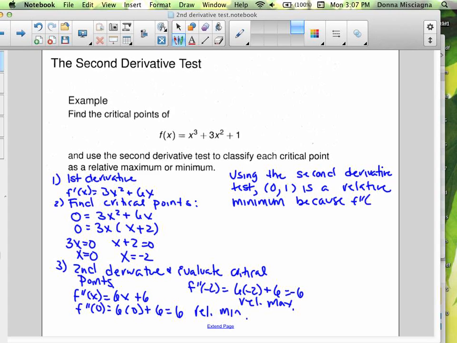Because f double prime of 0 is greater than 0, it's a relative minimum because it's positive. Keep forgetting what the values are because my shadow keeps blocking. So using the second derivative test, (0, 1) is a relative minimum because the second derivative is greater than 0.